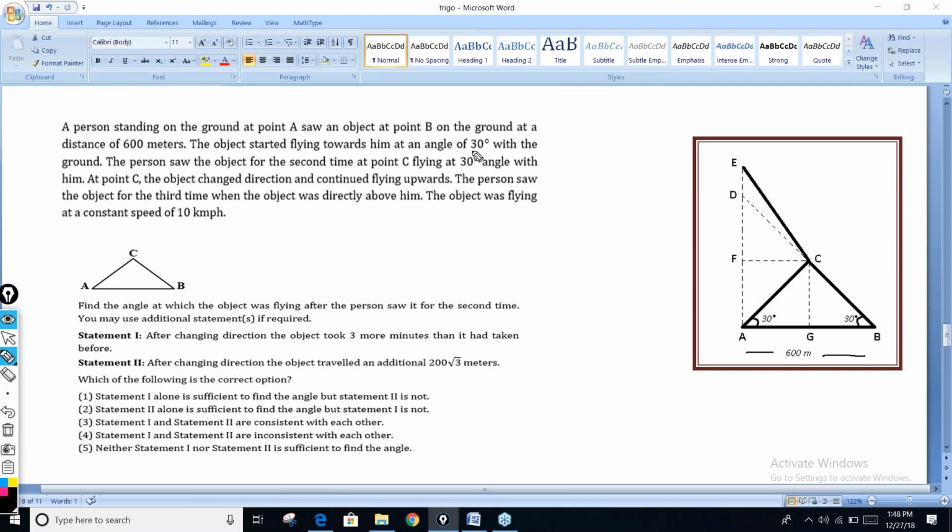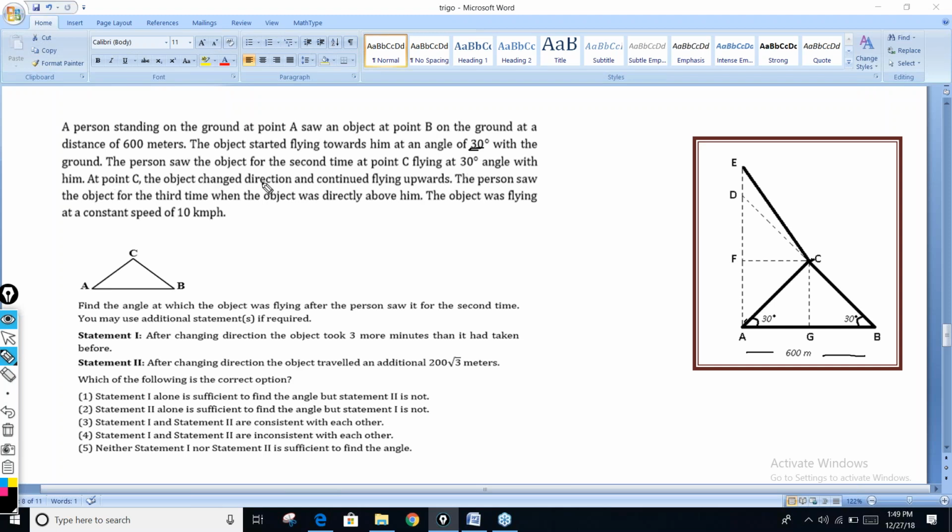The object started flying towards him at an angle of 30 degrees with the ground. The person saw the object for the second time at point C, flying at a 30 degree angle. So he reaches here and the object reaches here, and the person sees it for the second time at this point, making an angle of 30 degree with the ground.